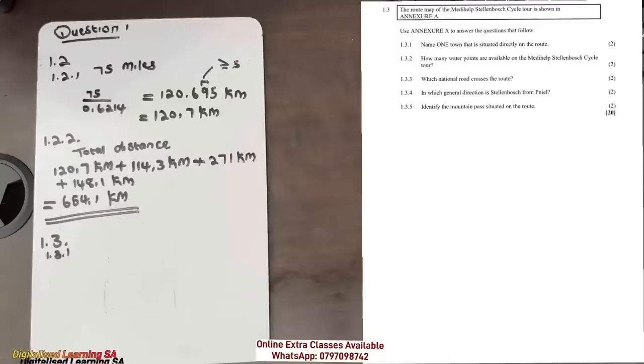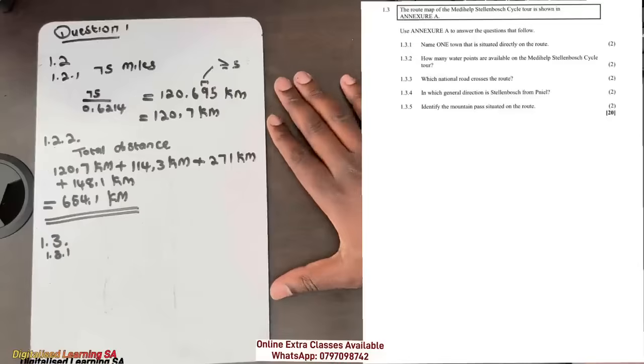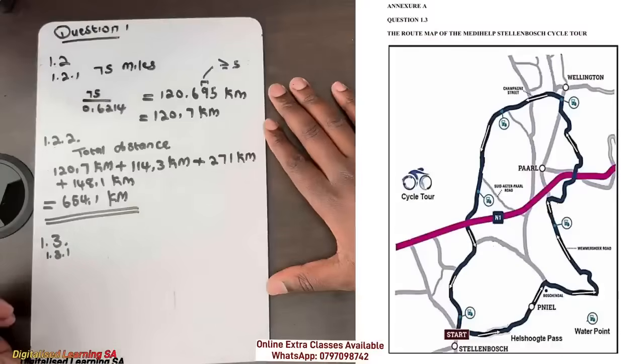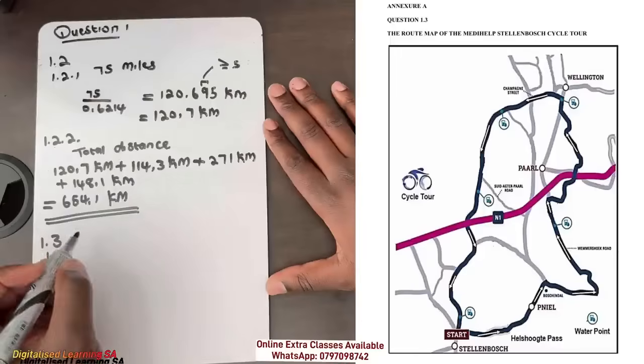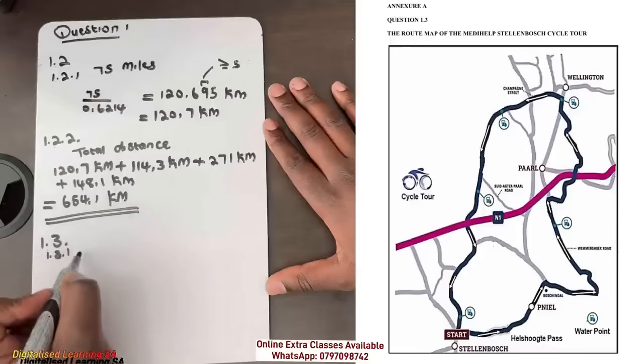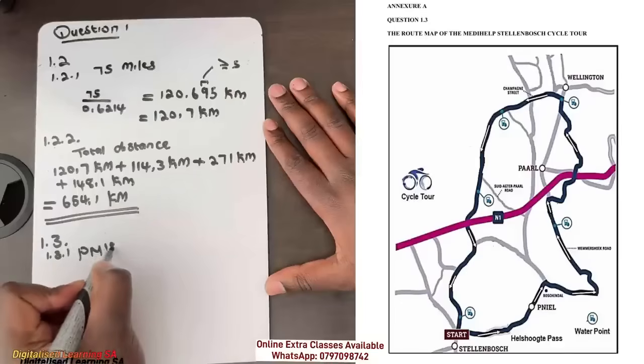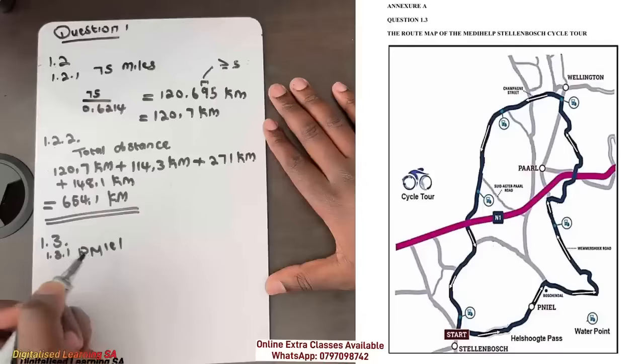We are going to start with the first one, which is question 1.3.1. Question 1.3.1 says name one town that is situated directly on the road. If we look at our road, we can see that there's only one town that is situated on the road, and that town is called Peniel. So this is the only town situated on the road. That will be our answer.